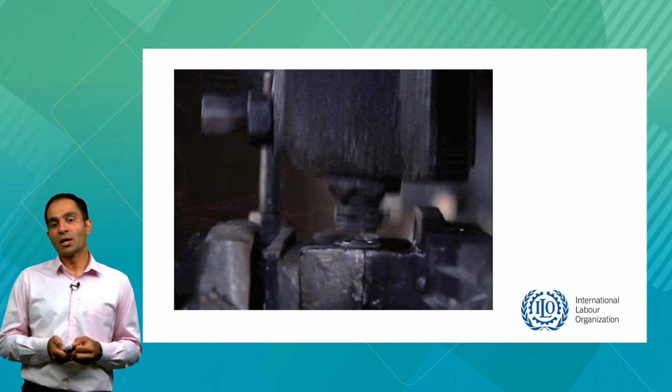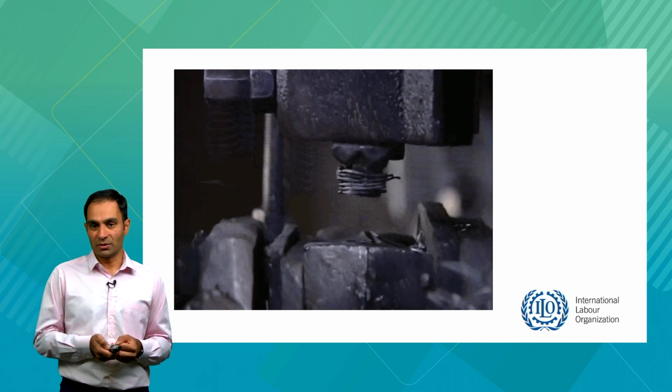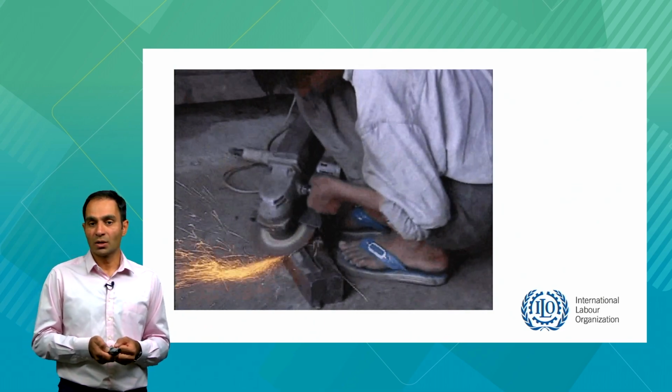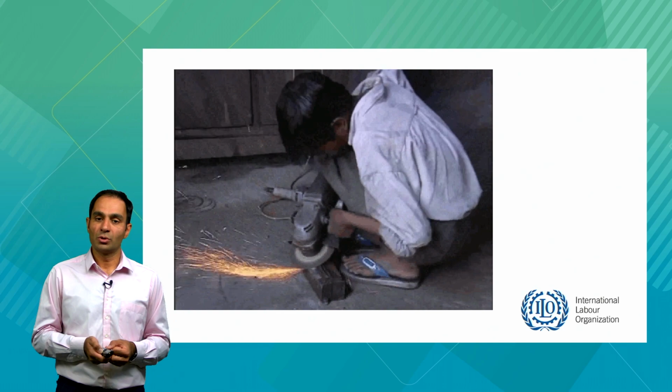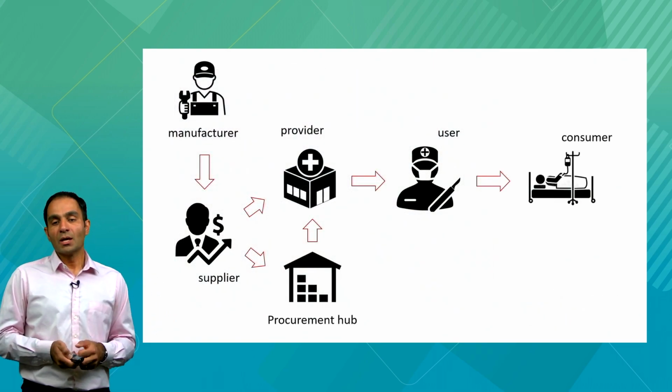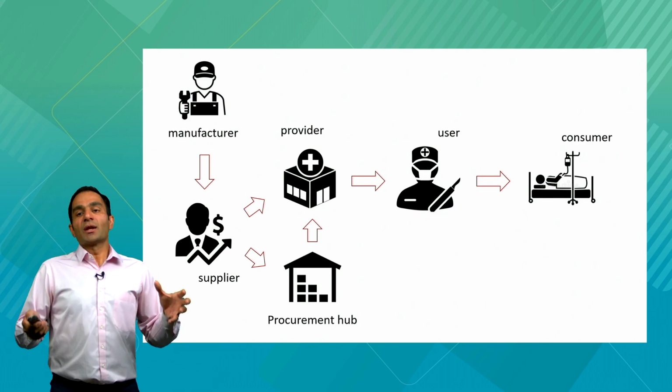Children typically start at the age of 12, but there are children as young as 7. And if you interview them, they hate this work. They don't want to do this work. Of course, they want to go to school and they want to play cricket in the streets. So this is an unhealthy supply chain.